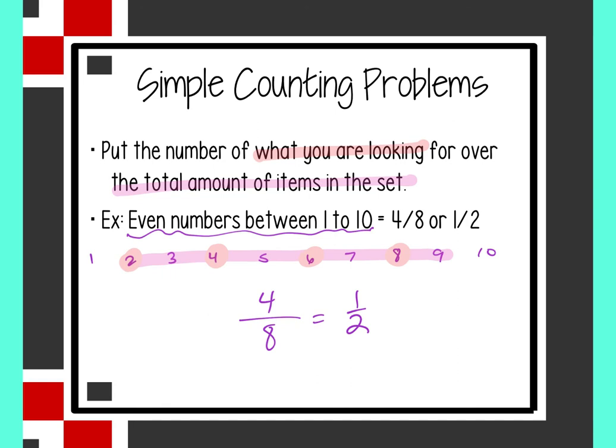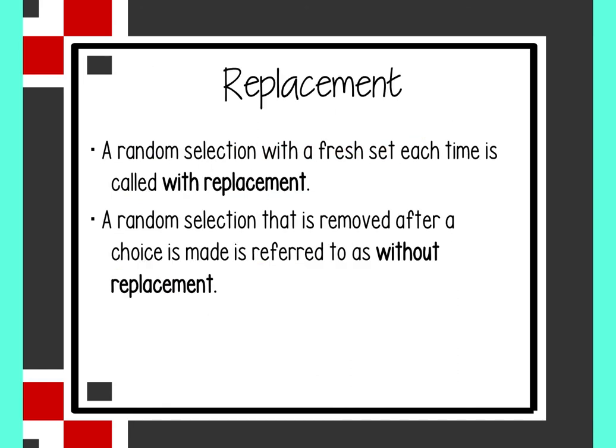Okay. Yep. All right, there are 2 types of questions here you've got to pay attention to, and they are with replacement and without replacement. So the hardest part when we get into probability is the verbiage for some people, figuring out what it's actually asking for. And so you want to start to look for key terms, and the first of them are with replacement and without replacement. So a random selection from a fresh set each time is called with replacement. And a random selection that's removed after a choice is made is referred to as without replacement.